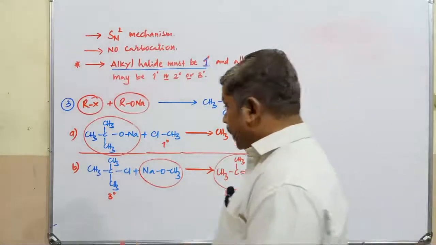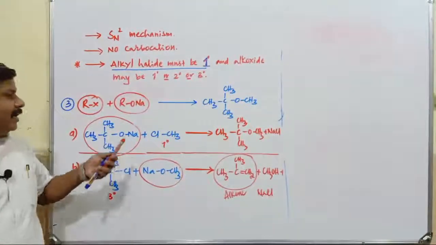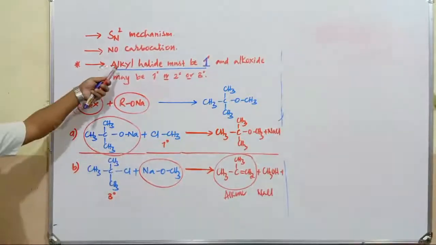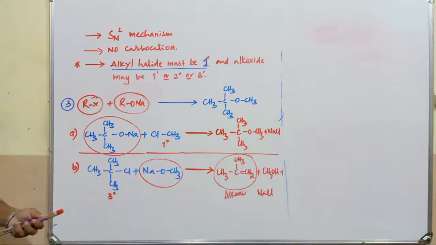Remember, sodium alkoxide may be anywhere, but alkyl halide must be which one? Only primary. Here I have clearly mentioned alkyl halide must be primary. Copy it.